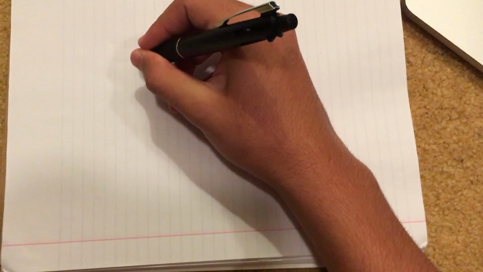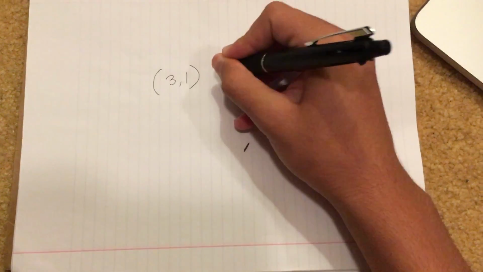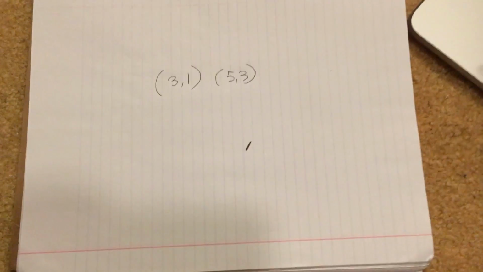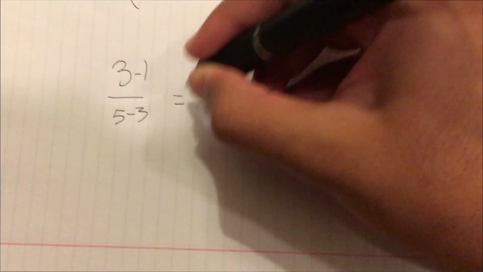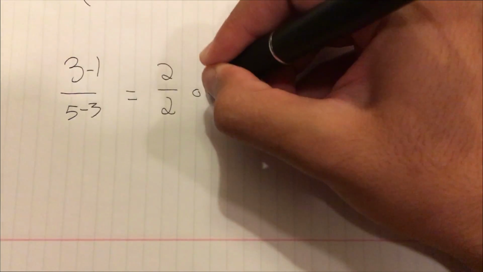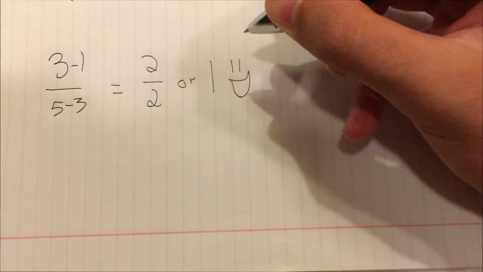So just say you were given the 2 points, (3, 1) and (5, 3). Your first step to finding the slope is to put 3 minus 1 over 5 minus 3. And after you do y2 minus y1 over x2 minus x1, your answer is 2 over 2, which also happens to be your rise and run.